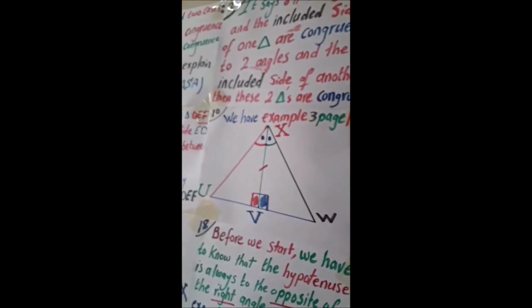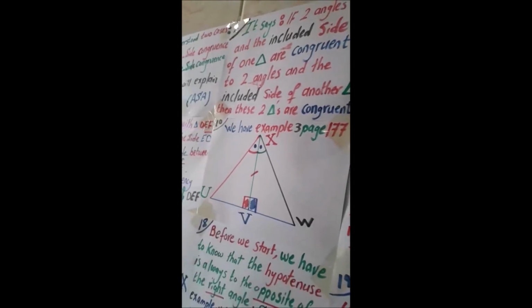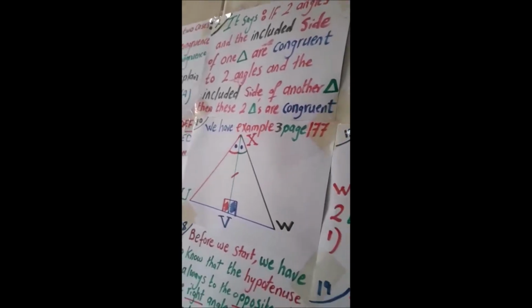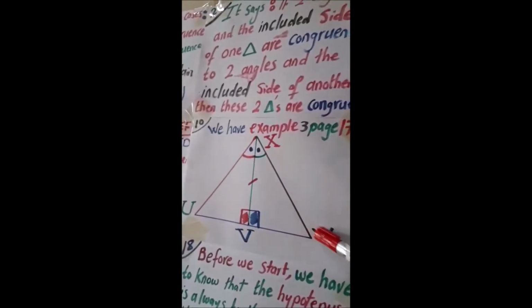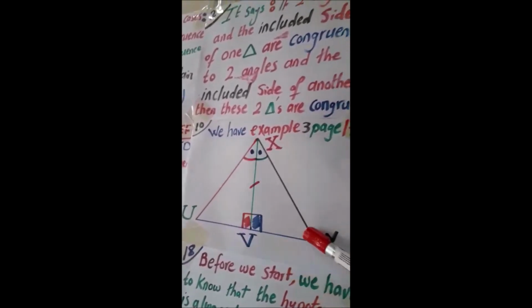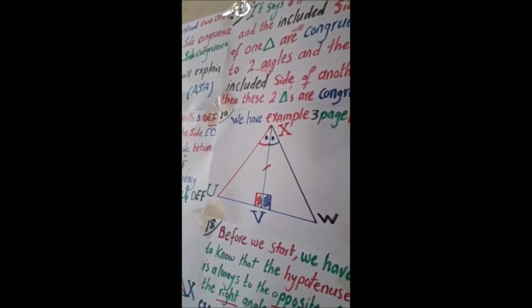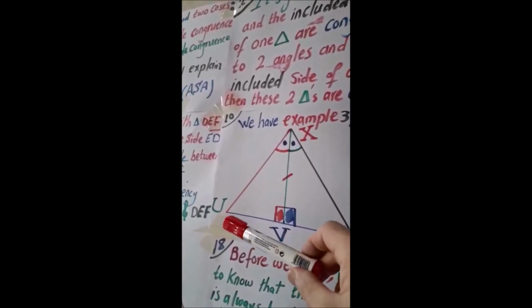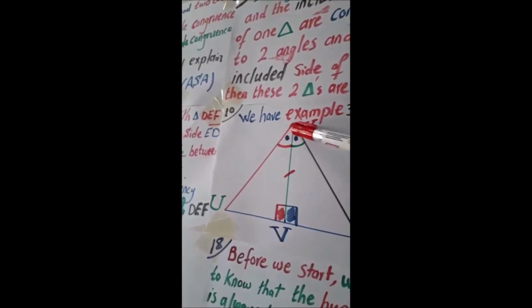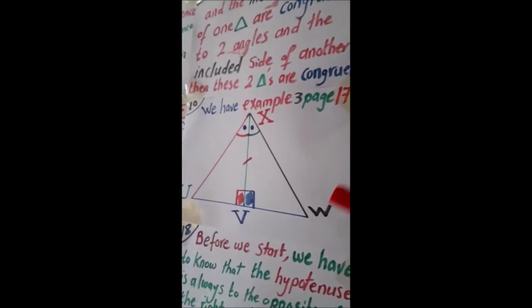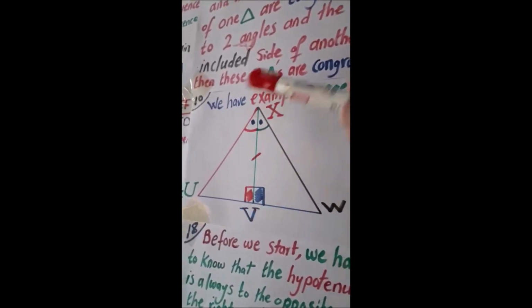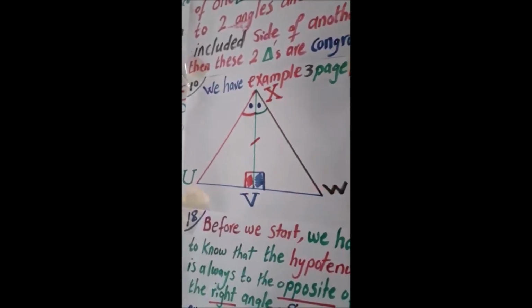Now, guys, let me continue. We have this example in your book on page 177. As you see, if you focus on these two triangles, you can call it either triangle UVX or XVU, and the other triangle you will call either WVX or XVW, as you wish.